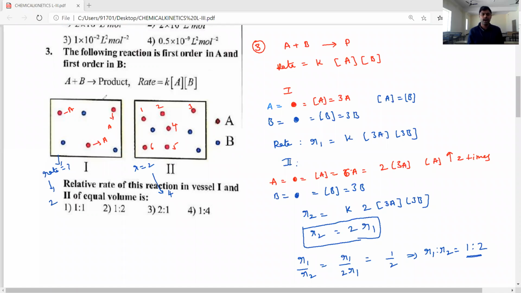See, the red color dots indicate the concentration of A. Blue color dots indicate the concentration of B. It's very clear. Okay, students, next, let's go for the next question.